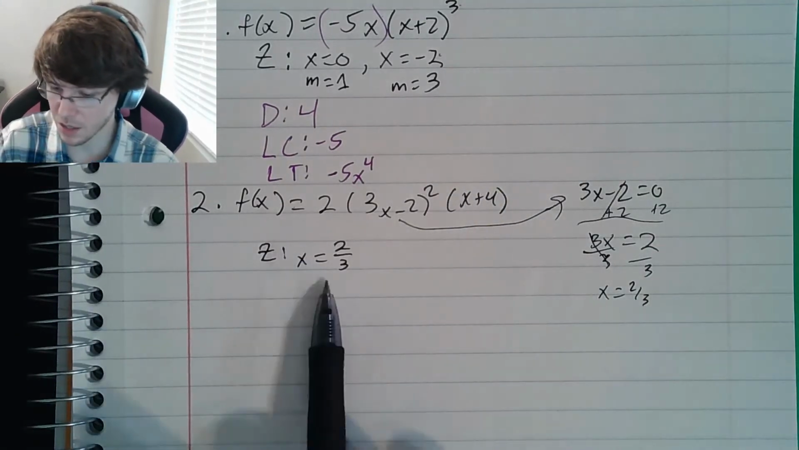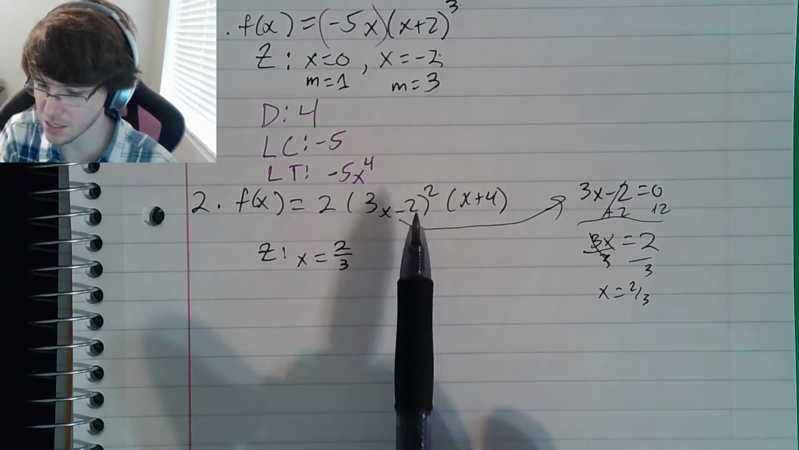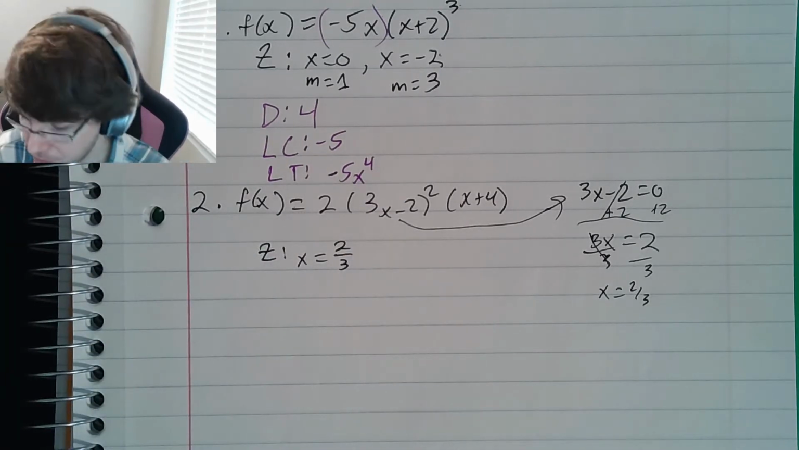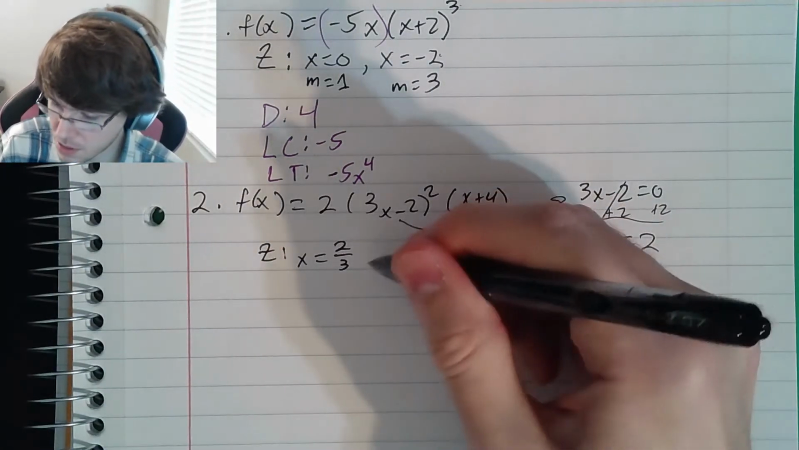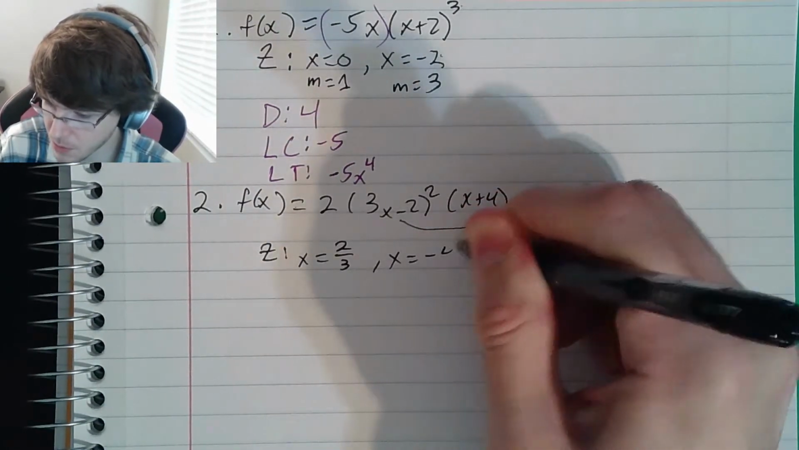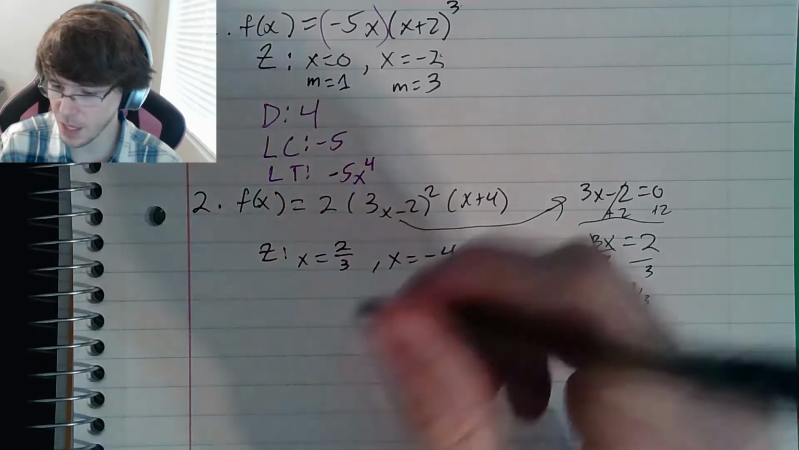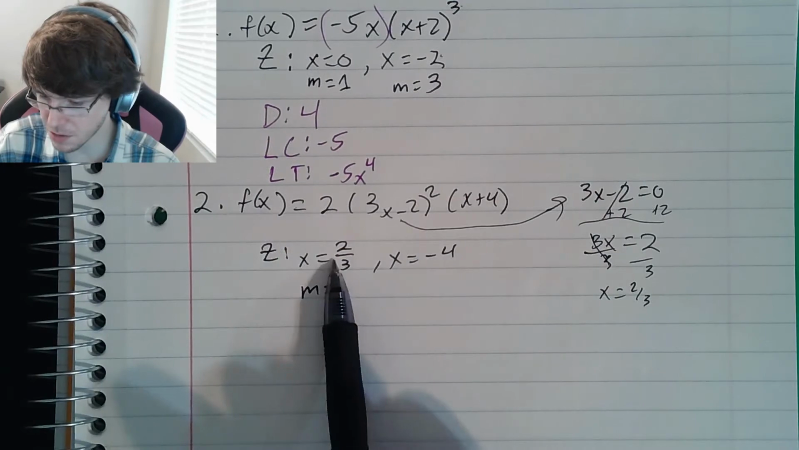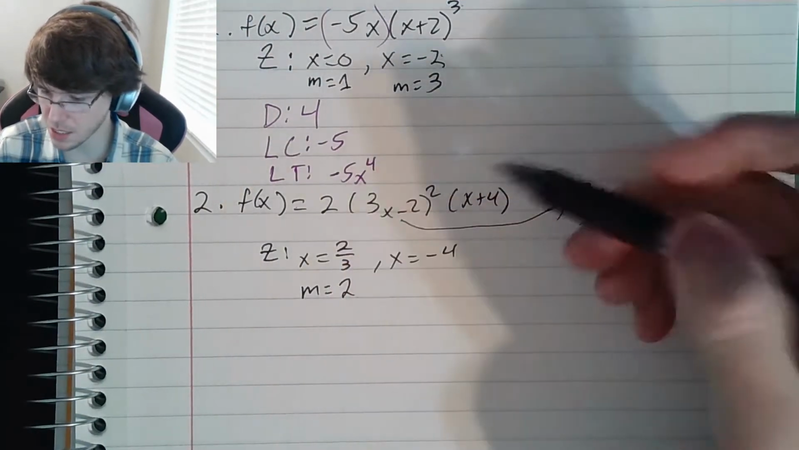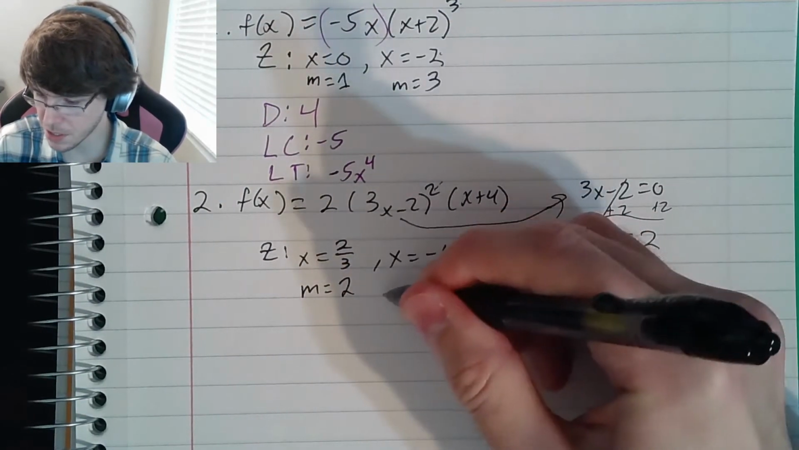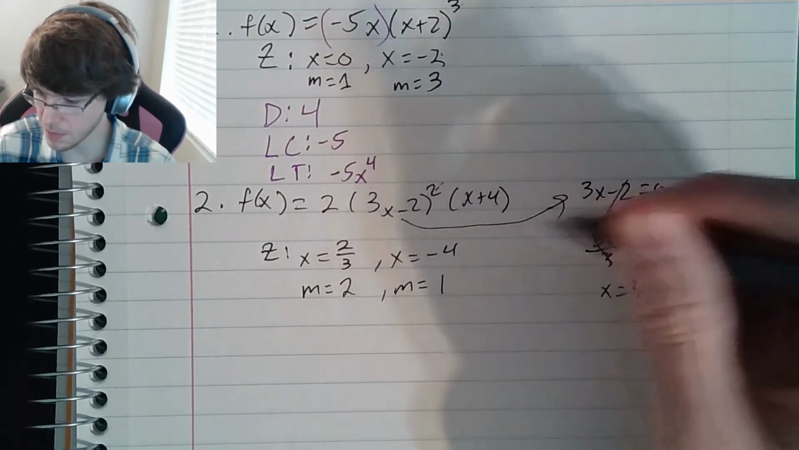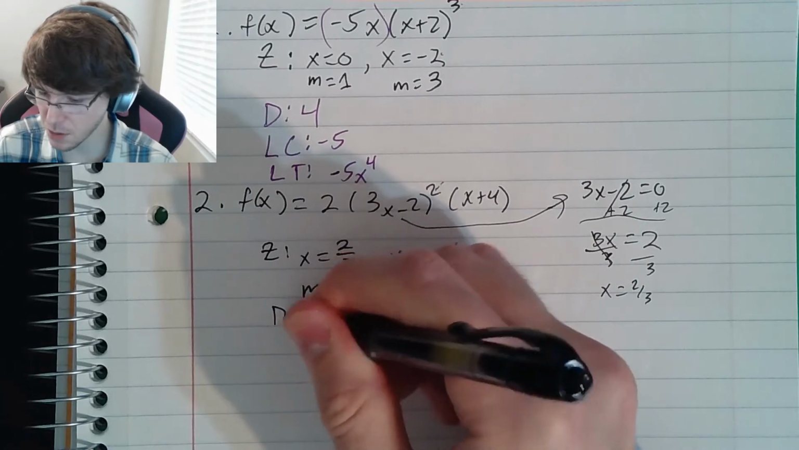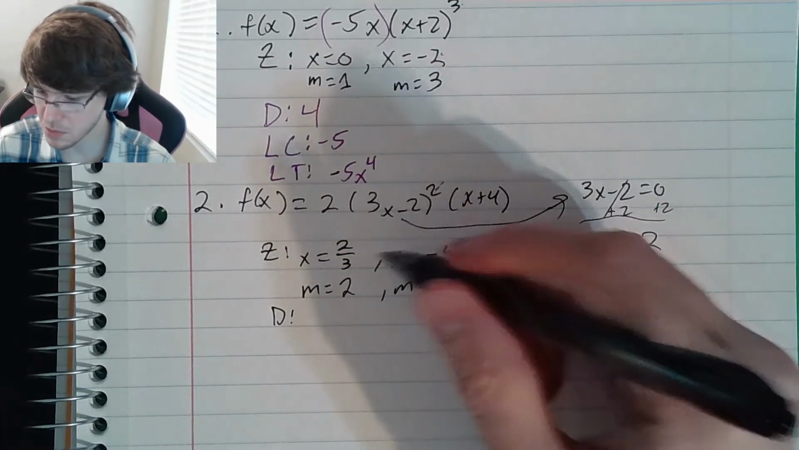So I get the same exact thing, but if you can memorize the definition that it's this guy over this guy, change the sign, it could be a little faster for you, up to you. So we have x equals 2/3, and x equals negative 4 are my 2 zeros. The multiplicity of this 0 is 2, because it has an exponent of 2. The multiplicity of this one is 1 because there's an invisible 1 here. That means the overall degree of the problem is 2 plus 1, which is 3.